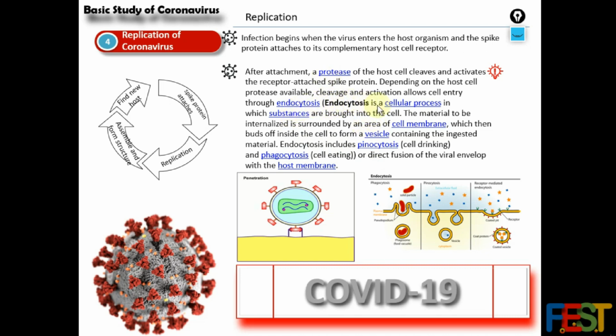Endocytosis is actually a cellular process in which substances are brought into the cell. The material to be internalized is surrounded by an area of cell membrane, which then buds off inside the cell, forming vesicles containing the ingested material. Endocytosis includes pinocytosis and phagocytosis. Pinocytosis is cell drinking, phagocytosis is cell eating, and there is also direct fusion of the viral envelope with the host membrane. Here in this figure you will see endocytosis versus pinocytosis and phagocytosis.